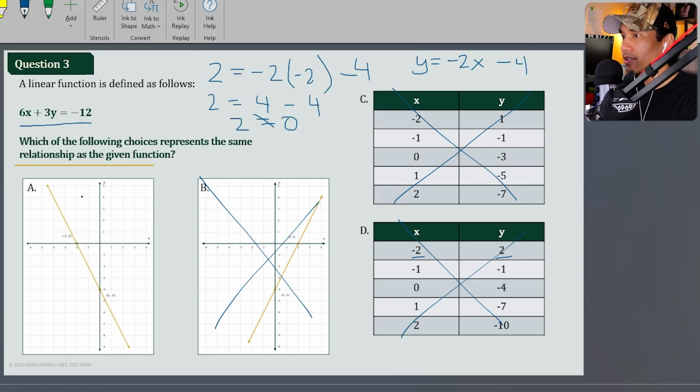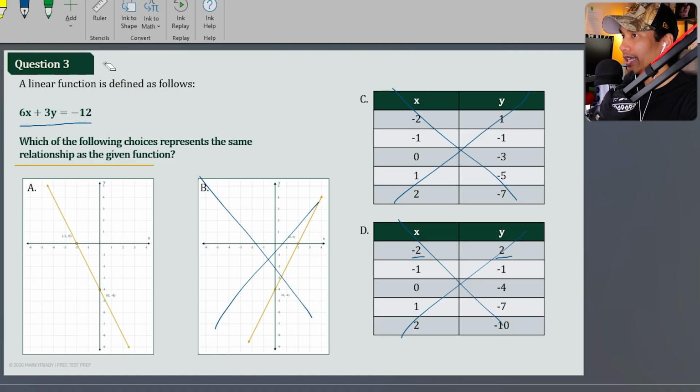Okay, and that leaves us with A. A is the correct answer. And just from working everything out, if I were taking the test, I would already just circle A and leave. But for the sake of this video, let's see why it is A. And I'm going to figure out the slope. So I think it was y equals -2x minus 4. I think it was that.